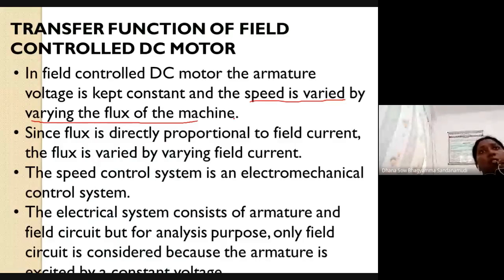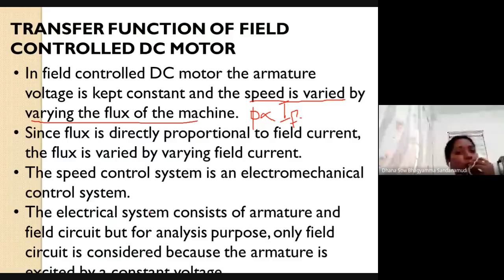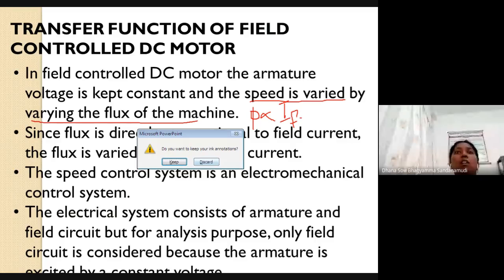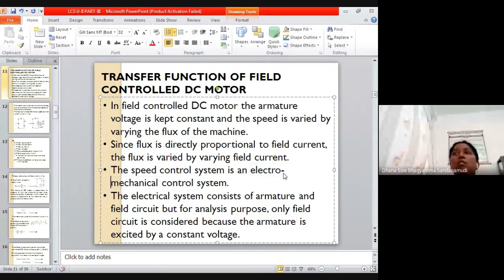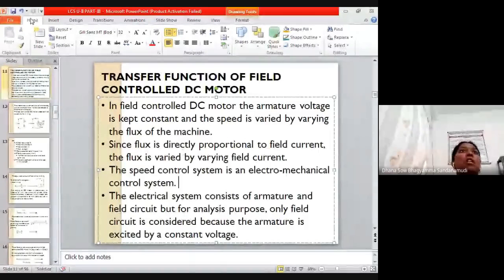We know the flux is directly proportional to what? The field current. Flux is directly proportional to the field current. So if the field current is varied, automatically the flux will also vary. So this speed control method is also an electromechanical method of speed control.